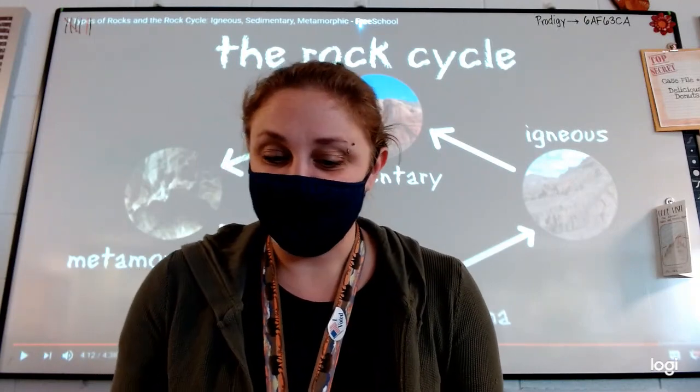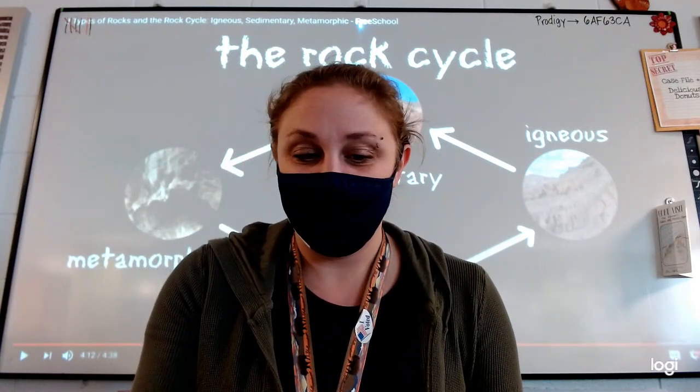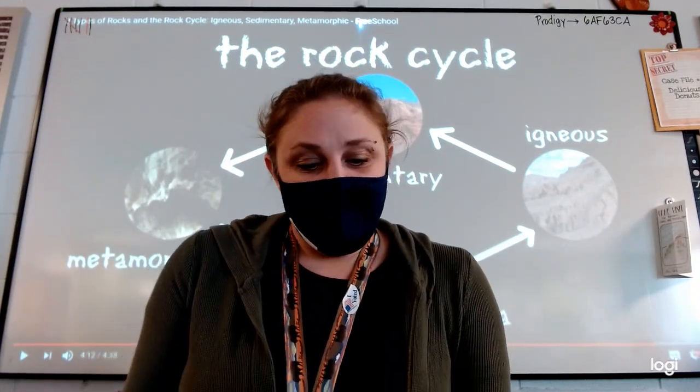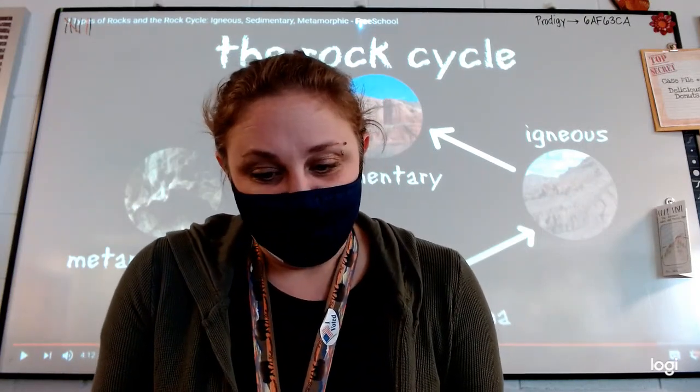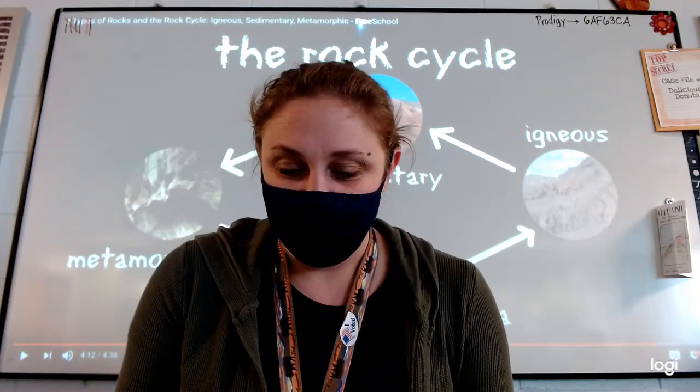Yesterday we just got started reading, so I will pick up where I left off. And the last thing we read about was igneous rocks.